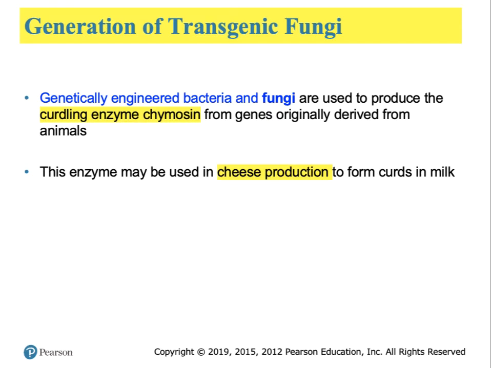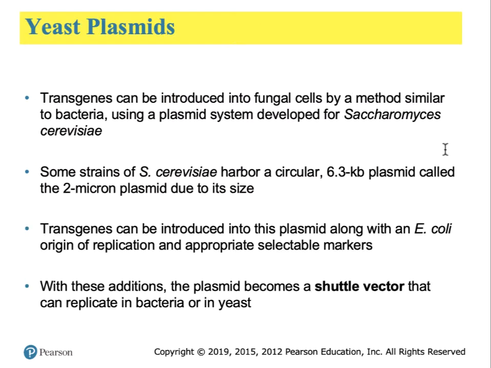One industrial application of gene technology that we are all impacted by is the production of cheese, engineering both bacteria and fungi to produce the enzyme chymosin, which curdles milk. The manipulation of yeast vectors and host cells can, in most cases, overlap the technologies used with bacterial systems.